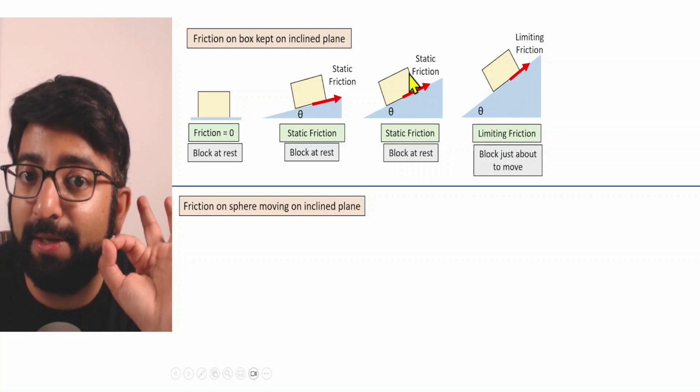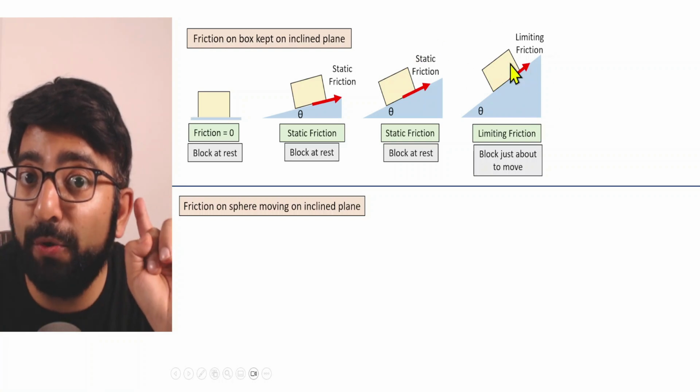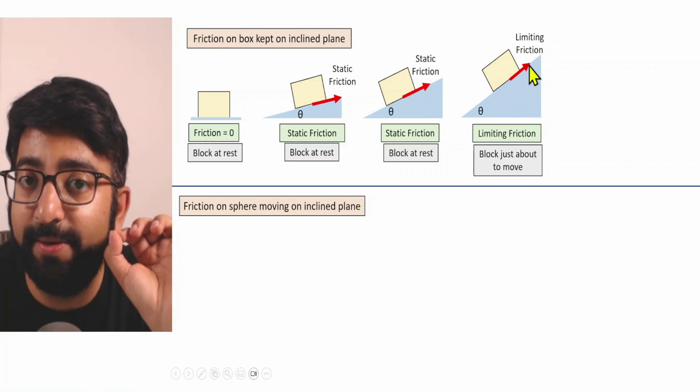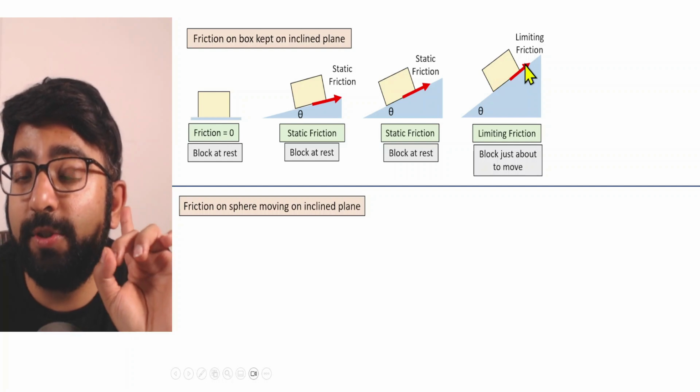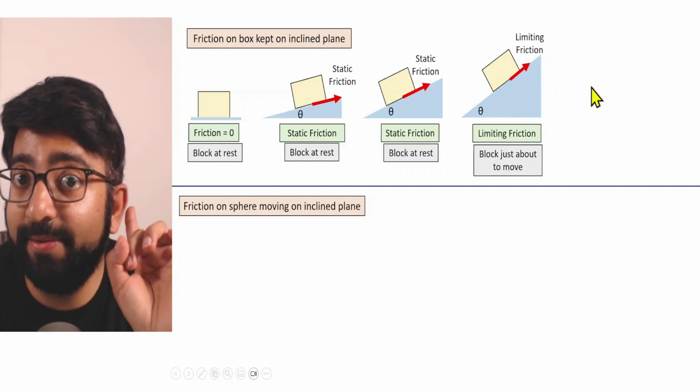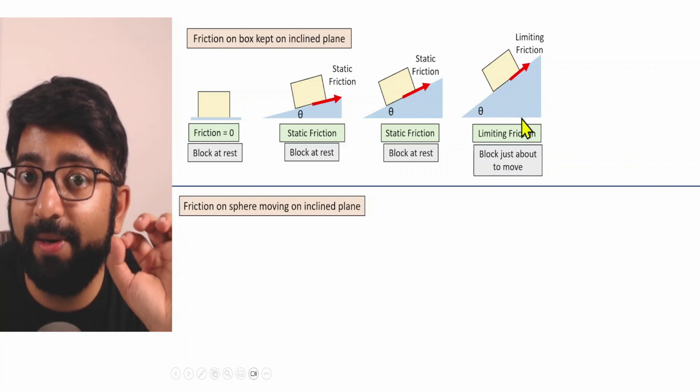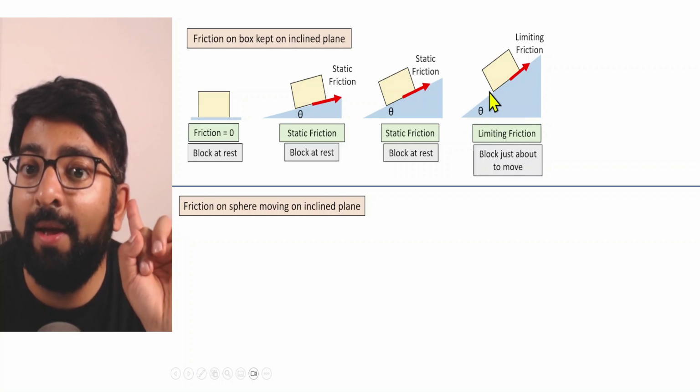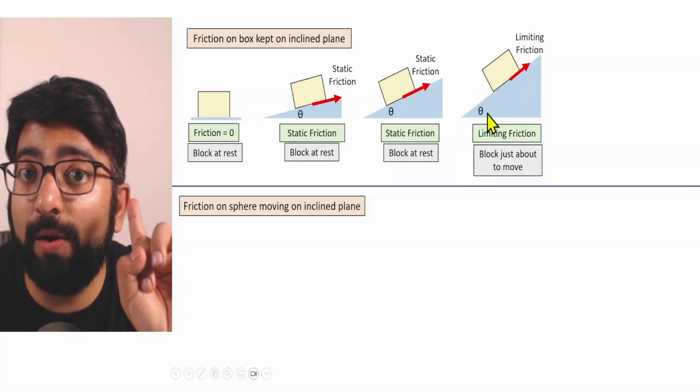And limiting friction is nothing but static friction, but whose magnitude is maximum. And limiting friction is given by the formula mu times the normal reaction. And now we consider the last situation if the angle of incline is greater than this critical angle. By the way, this critical angle was the angle of repose.